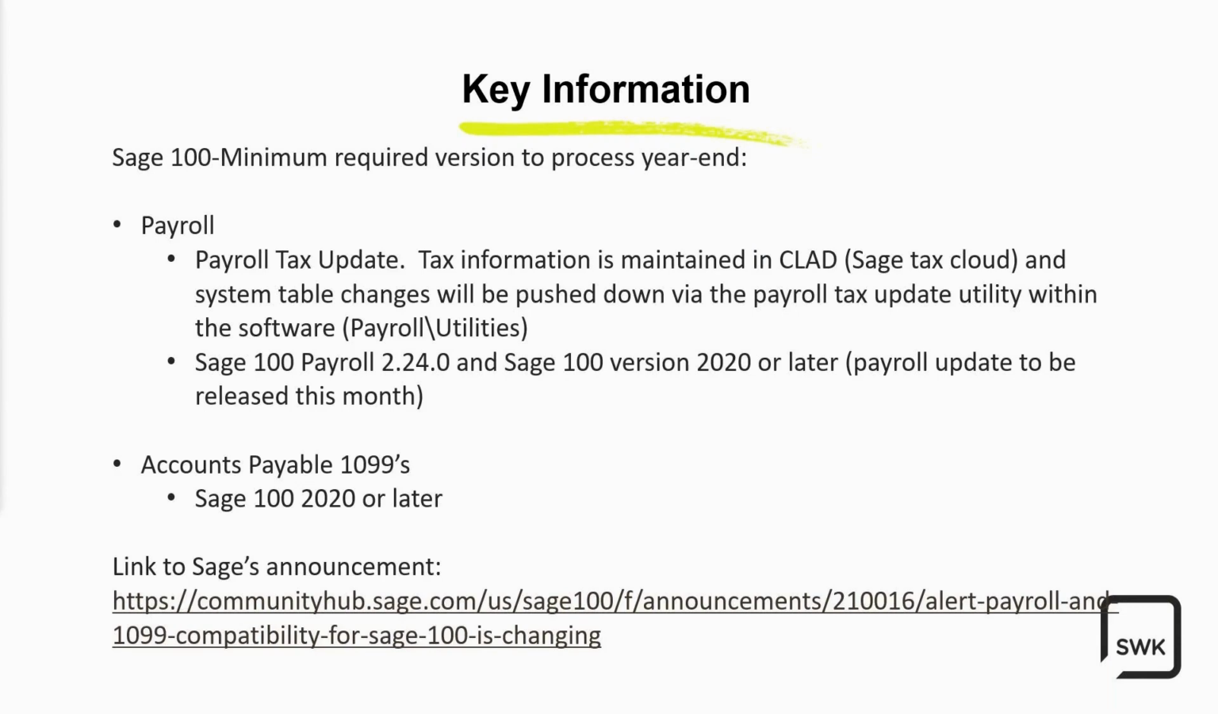For accounts payable 1099s, you'll have to be on Sage 100 2020 or later. Of course, if you're not on 2020 yet, you can talk to me or your Sage 100 consultant about upgrading or getting to where you need to be in order to produce those documents. There is a link here to the announcement Sage made about being on version 2020, and that's in the presentation, and I believe Courtney's going to send that out after the presentation, so you'll have that link as well.